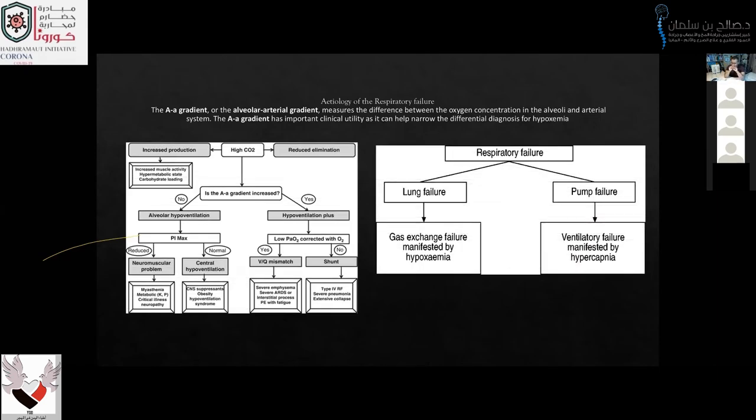These two diagrams are important to understand this dilemma. Respiratory failure, we have two things, lung failure or pump failure. Pump failure, we are talking about ventilatory failure manifested by hypercapnia, increasing the PCO2. Lung failure, gas exchange failure manifested by hypoxemia.